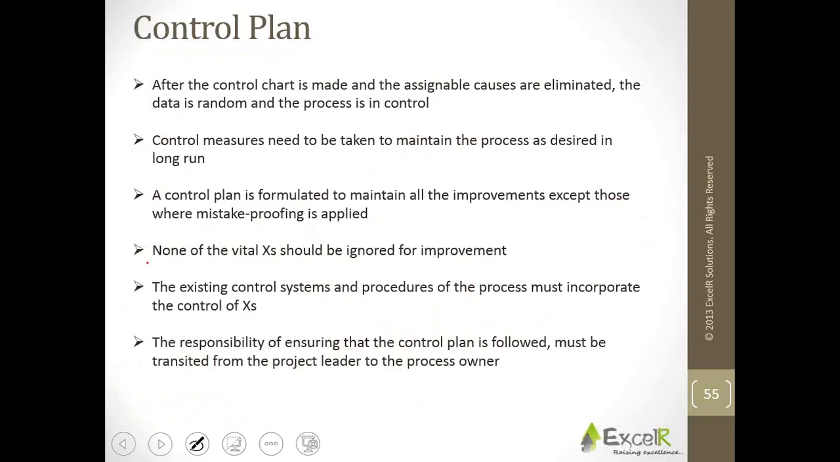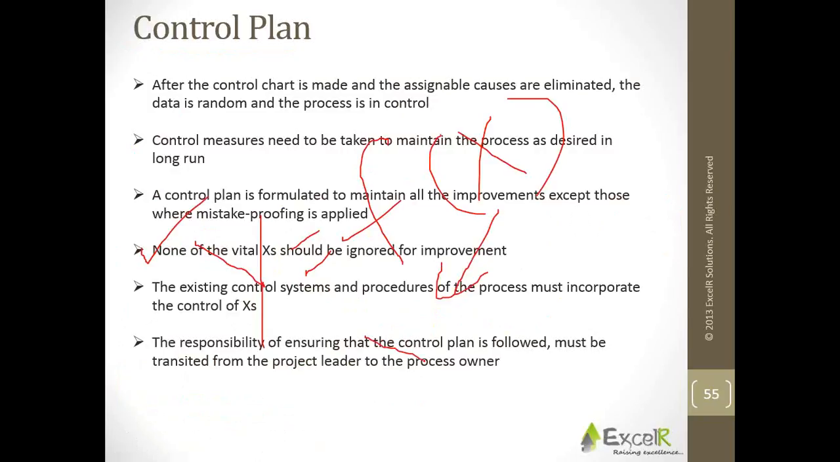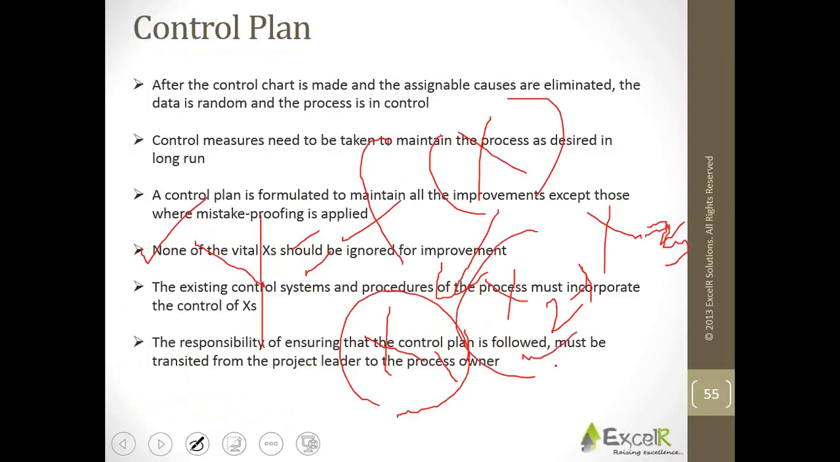control plan. None of the vital x's should be ignored for improvement. In y is equal to f of x, there could be multiple critical x's. Critical x's only, right? None of these should be ignored for improvement. You have to try and improve each and every critical input or vital input.